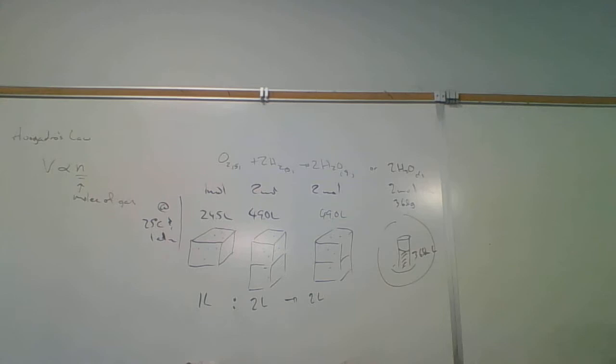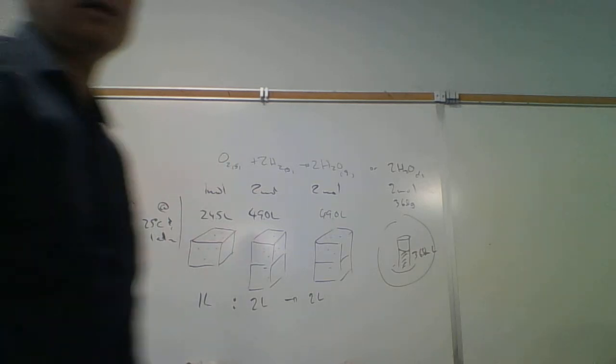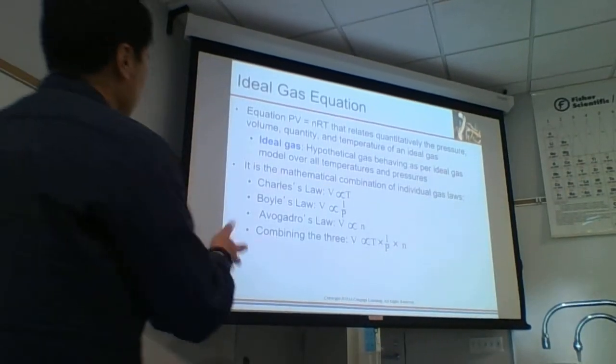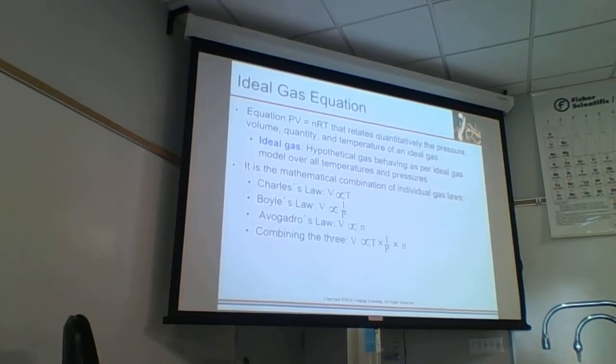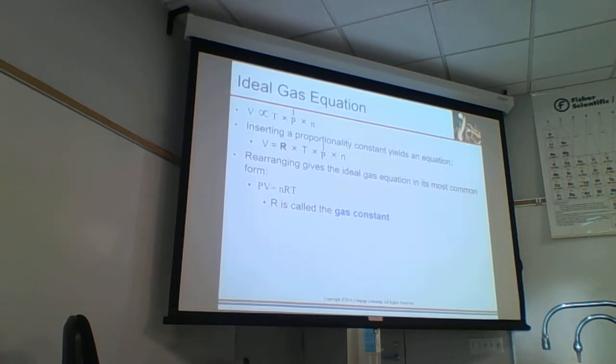So if we incorporate Avogadro's law into the previous things that we were dealing with, we get something called the ideal gas law. That is, we take Charles's, Boyle's, and Avogadro's law, and combine them together. You don't have to know how they're combined, but you just have to know how to use this. This is the ideal gas law right here. PV equals nRT. So let's just focus on that. PV equals nRT.